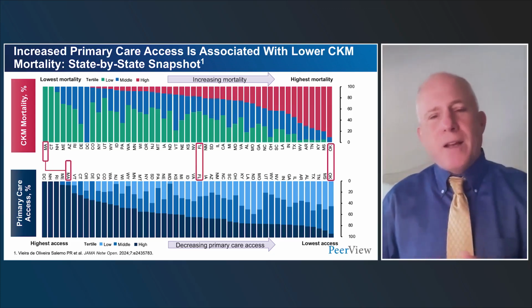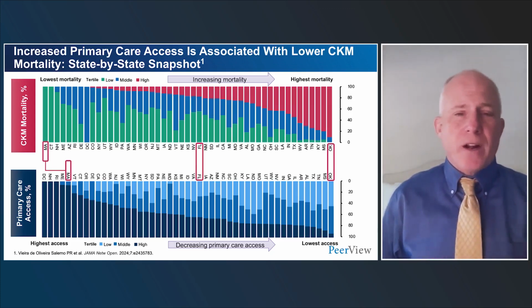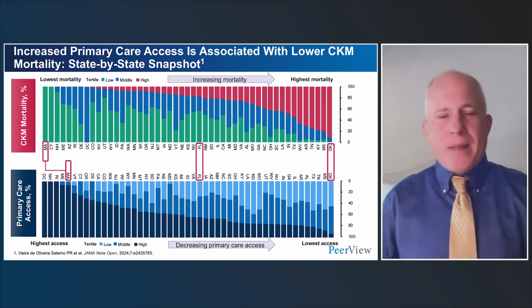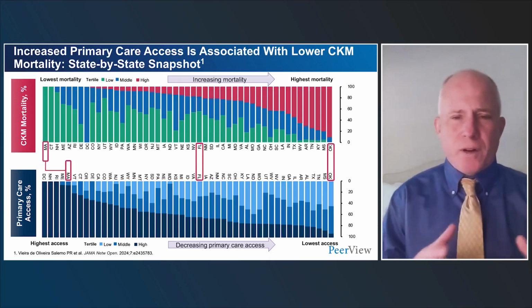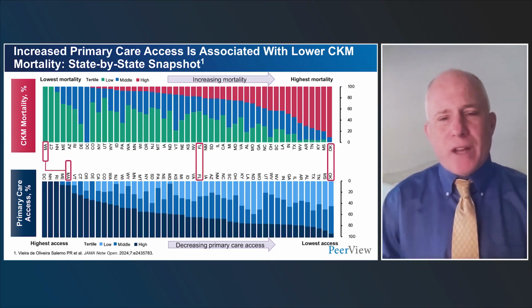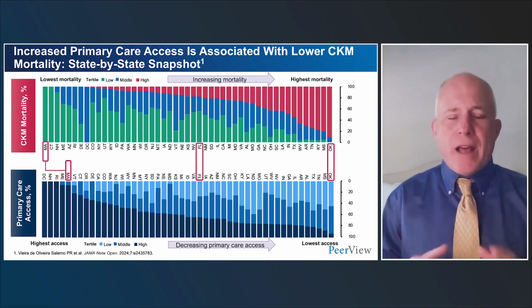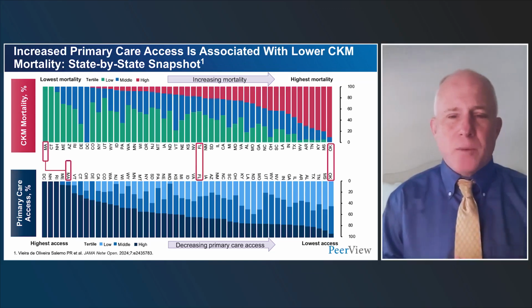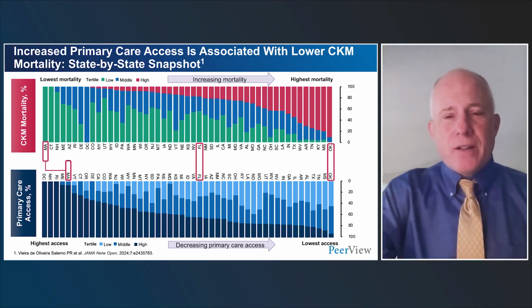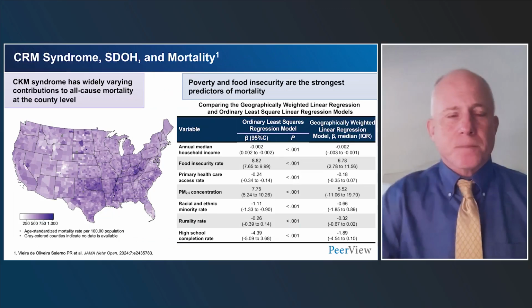And then on the right, you can see those areas that have low primary care access have much more of that red, and they have much higher CKM related mortality. And so it's important for us to know that regardless of what stage someone's at, primary care is going to have an important role in not only the prevention and management, but the prevention of mortality in this condition.